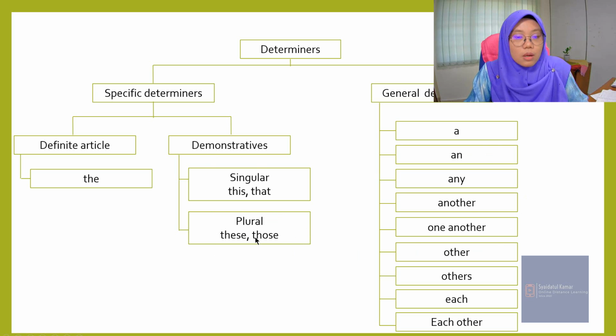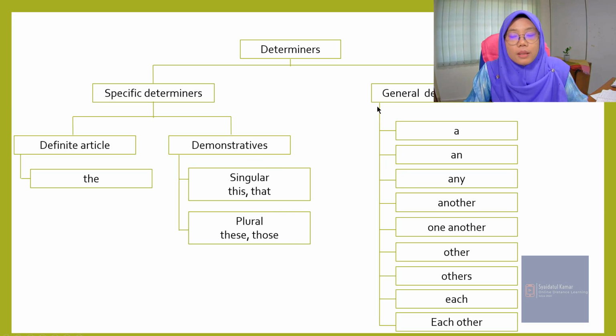So when you answer with the word that this word is referring to, for this one your answer must be singular. For these, your answer must be plural. Okay, so if the question asks, that refers to what, your answer must be a singular answer. However, if the question asks what those refers to, your answer must be in plural form as well.